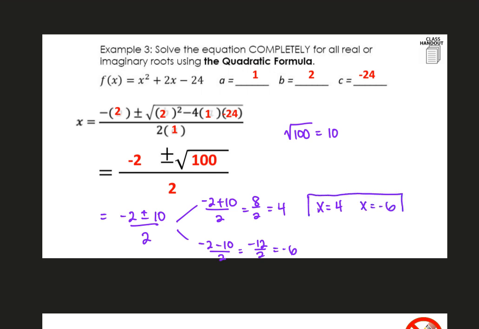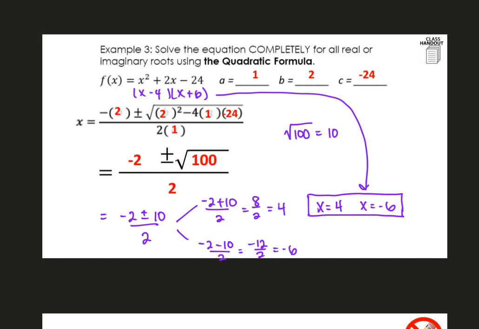So you end up with two rational solutions, and when your solutions are rational like this, that tells me that this quadratic is factorable. We could have solved this by factoring. We could have factored this into x minus 4 and x plus 6, and then solved by factoring using the zero product property. The number that makes the first factor 0 is 4, that's our first solution. The number that makes the second factor 0 is negative 6.